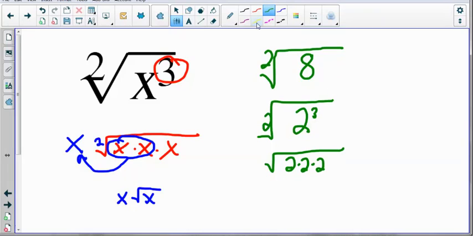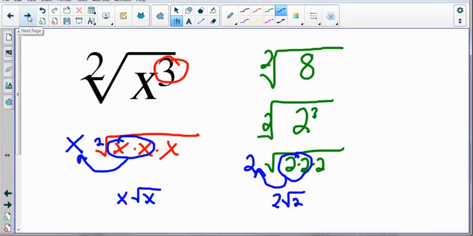And I'm looking for groups of 2. There's two 2's right there, so that 2 comes out. That's the same thing as saying what is the square root of 4? The square root of 4 is 2. But as you know, it's just whatever number's in there. So that ends up being 2 times the square root of 2. Just to show you that it does work for any number, even though we're using variables.